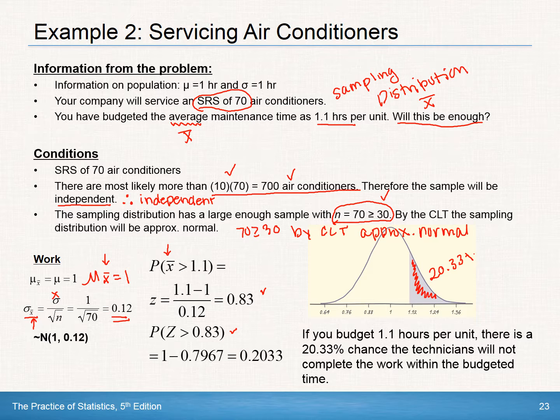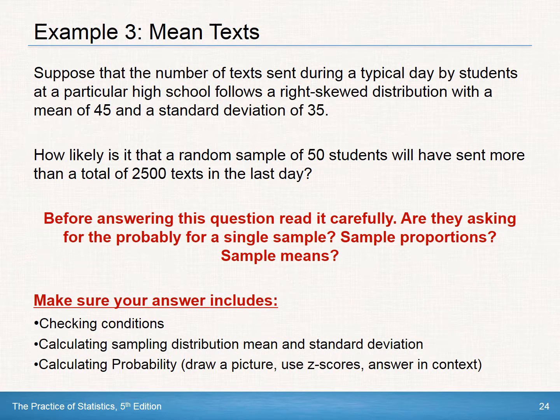Okay, and let's look at our conclusion. So if we budget 1.1 hours per unit, there's a 20.33% chance that the technicians will not complete the work within the budgeted time.